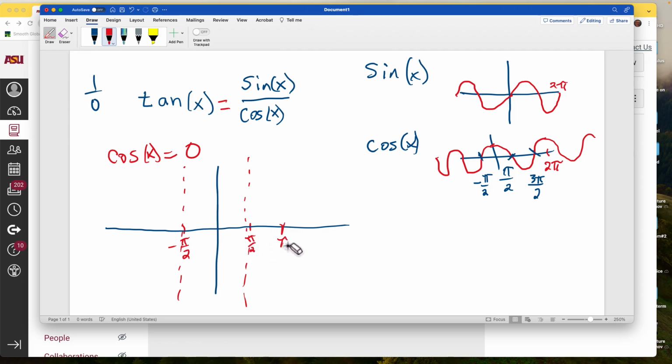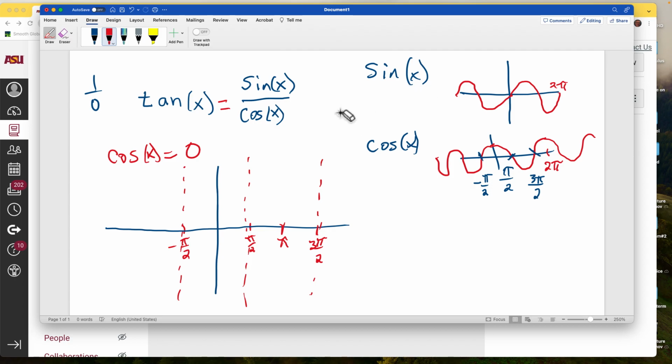This would be pi, and pi over 3 would be over here. 2 pi over 3. 3 pi over 2. Okay, so this is where the asymptote would actually be, and it looks a little bit balanced, right? In between here is a distance of pi, right? So what we're going to see is tangent will have a period of just pi. It'll repeat what goes on between here.